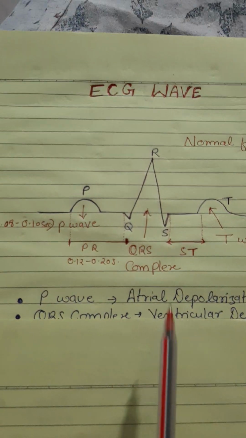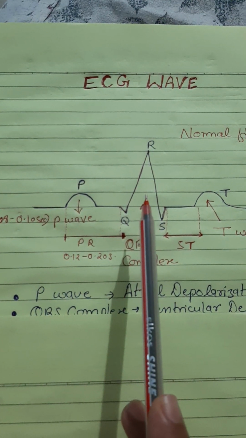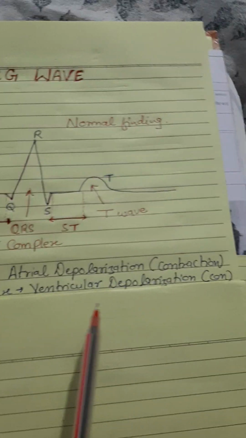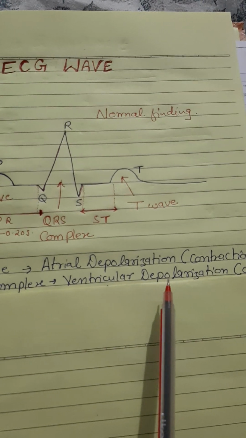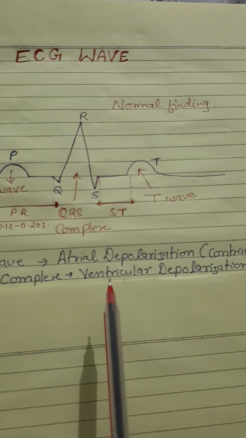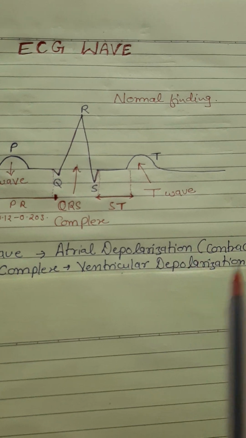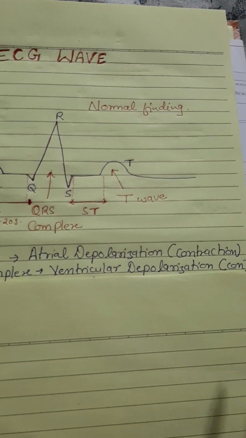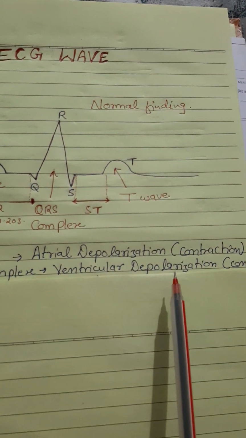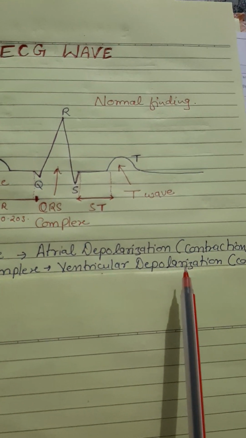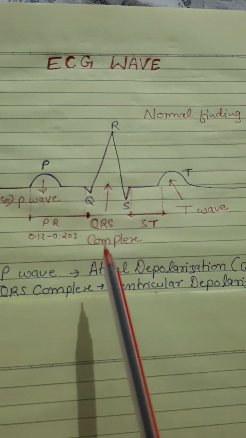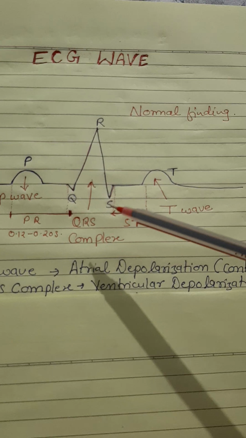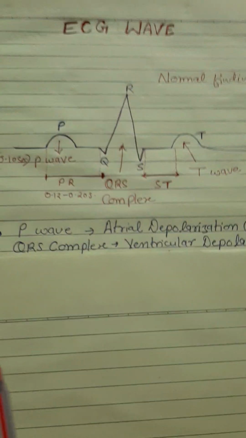And why does the QRS complex appear in the ECG? When the ventricle depolarizes, that means contraction. When both ventricles contract, ventricular depolarization occurs. So when the ventricles contract, the QRS complex appears on the ECG paper.